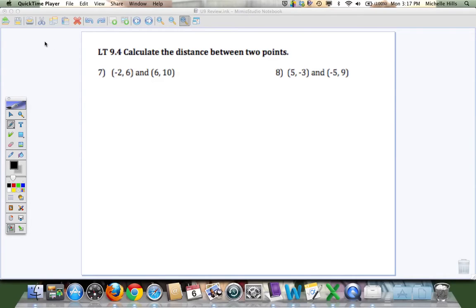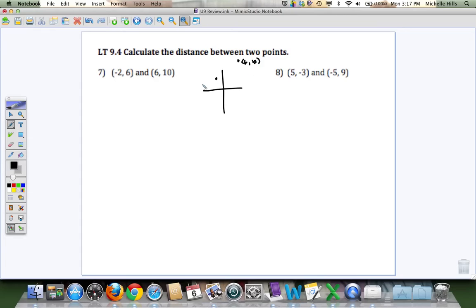Last but not least, in Unit 9, we have basically the distance formula. Think about conceptually what's happening here. I have 2 points in the coordinate plane. One is at the point -2, 6, and the other one is the point 6, 10. And I want to find the distance between those 2 points. So I want to find the length of that line segment.